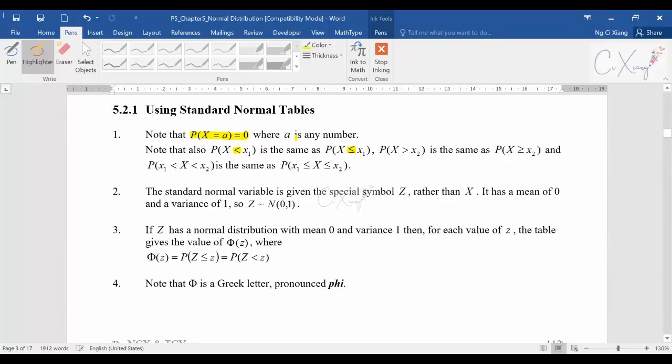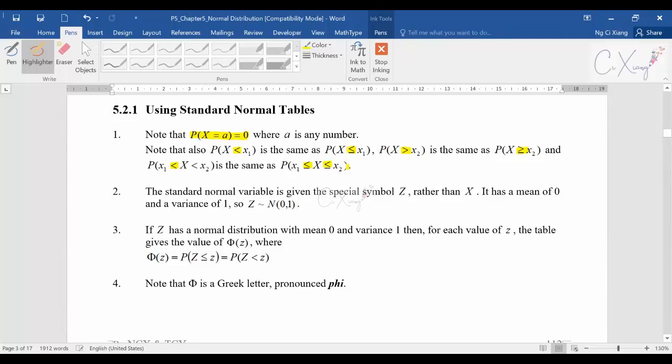Same value, same answer. The same thing happens for greater. If I have x greater than x2, the answer is the same as the probability of x greater than or equal to x2. All right, so let's say x is between these two numbers, x1 and x2. The answer will be the same as the probability between x1 and x2 inclusive.